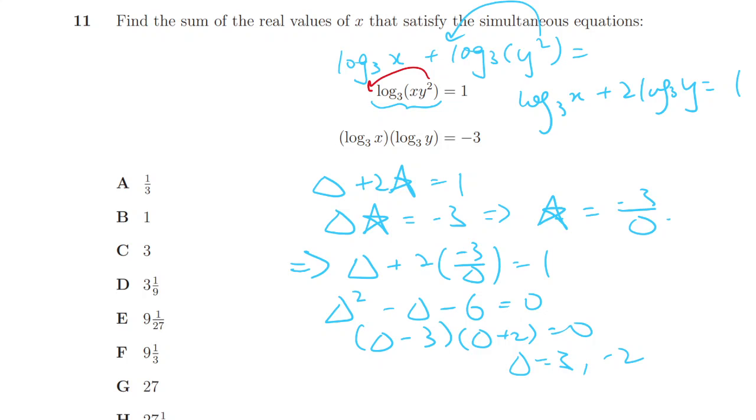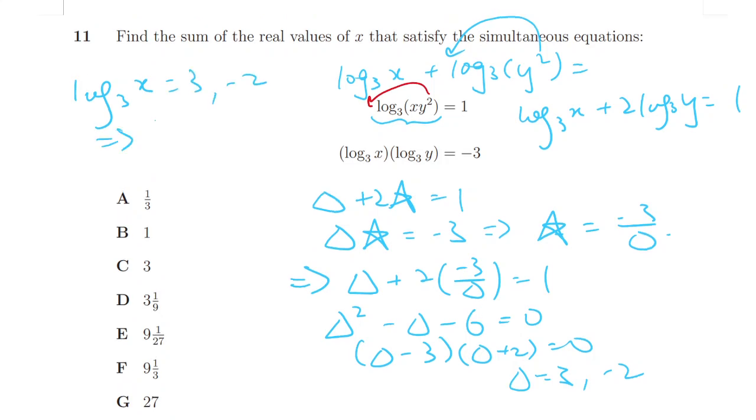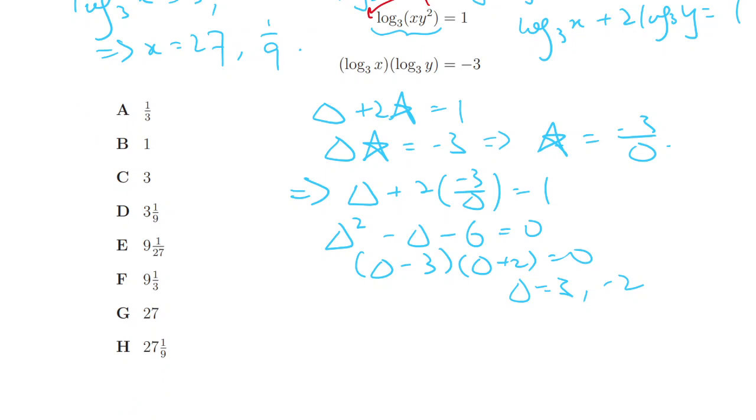And what was triangle? Triangle was log base 3x. So last step, log base 3x equals 3 or negative 2. That means that x is very easy. That is 27 and 1 over 9. So let's add them up. 27 and 1 over 9. Answer will be H. 27 and a 9th. There you are.